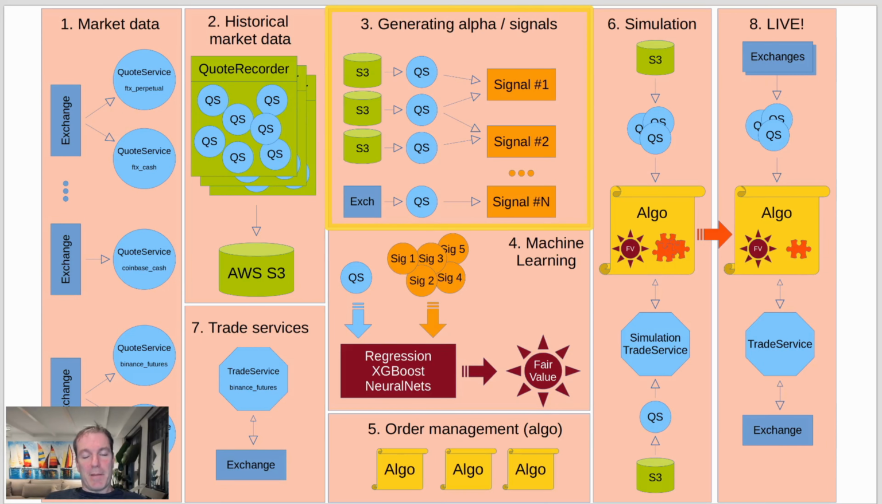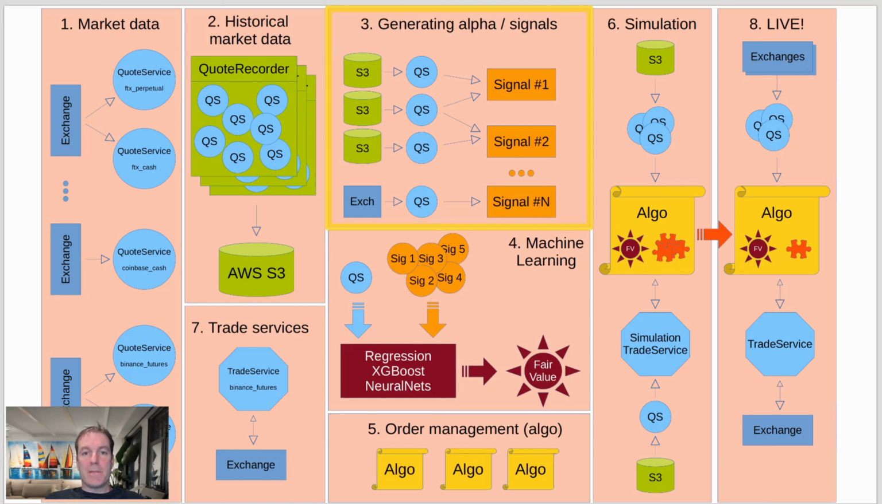Third up is probably the most interesting part of high-frequency trading, and that is alpha generation. How do we algorithmically convert the market data that our algos can see into short predictions about the future? We will look at a couple of very simple signals so that you can get a taste for them.